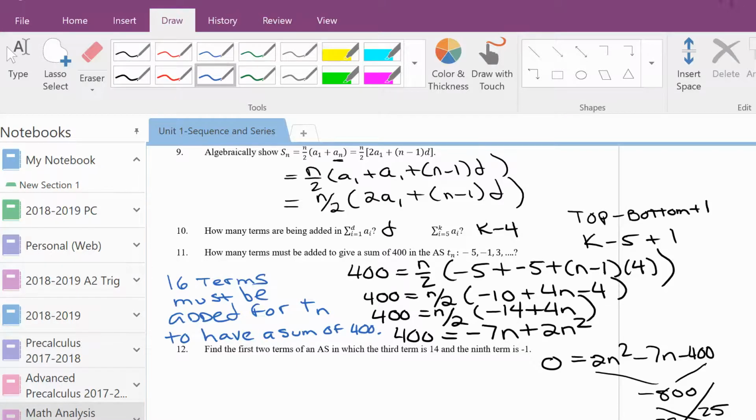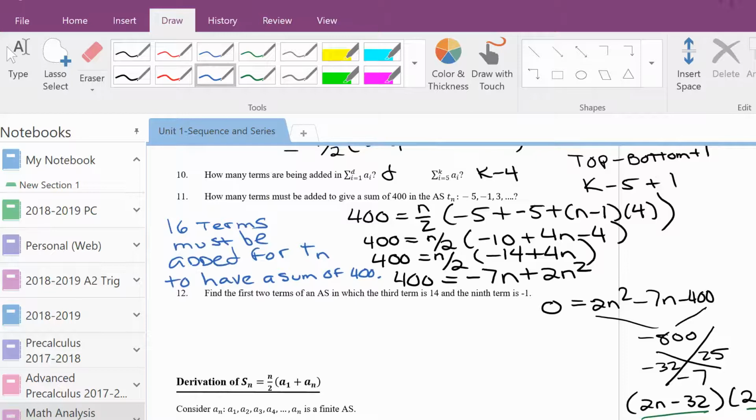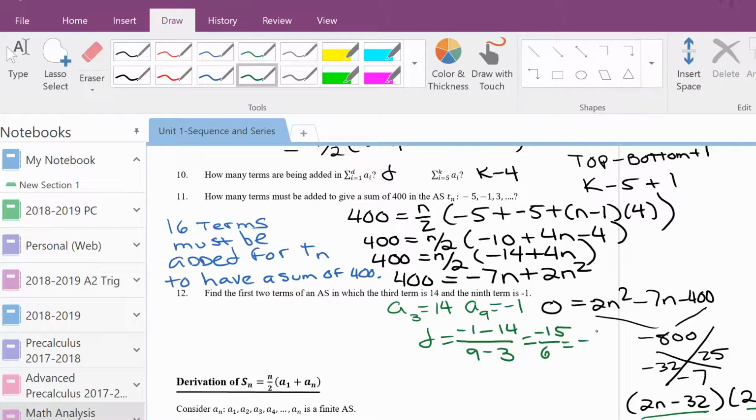All right, so the last one, find the first two terms of an arithmetic sequence in which the third term is 14. So a sub 3 is 14, and a sub 9 is negative 1. So first we need the difference. So negative 1 minus 14 over 9 minus 3. So it's negative 15 over 6, which is negative 5 halves.